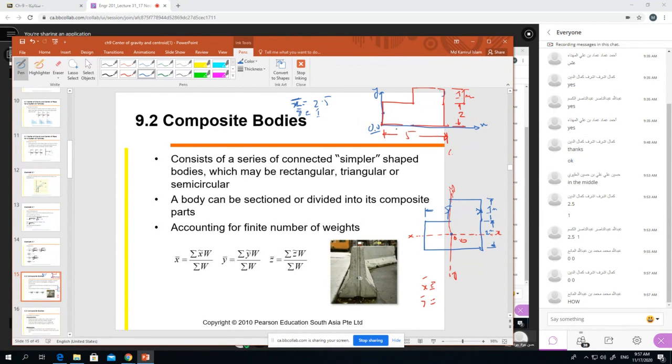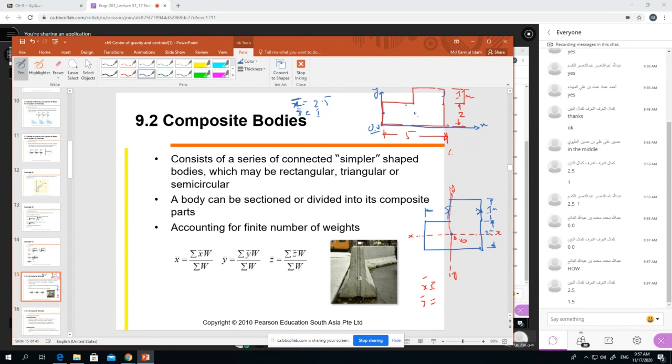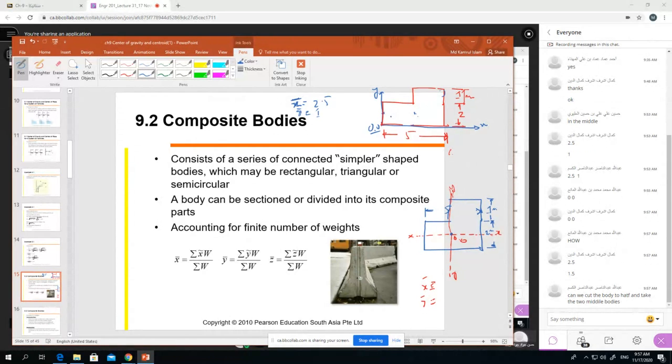How? Now my section, my drawing, is like this. 2.5 here, 2.5. How come 2.5? How come 1.5? How come? Someone asked the question how. My question also, how. Now can we cut the body in half and take the blood? Can we do this? Now if I make it more complicated, it is like this. My section is like this.